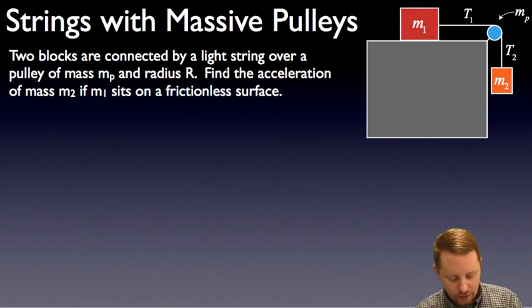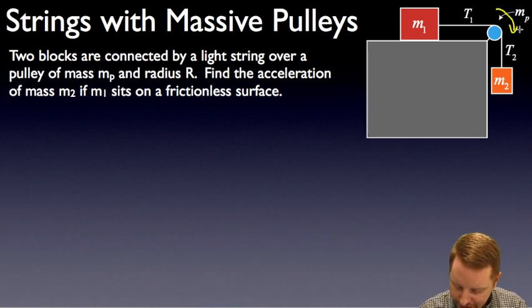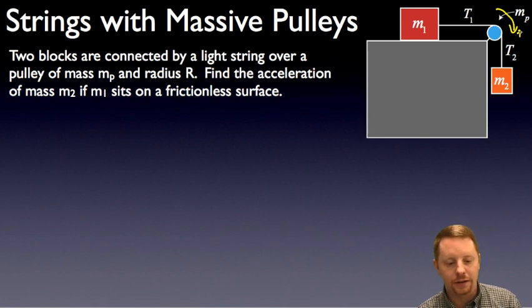We have strings, but now our pulley isn't an ideal pulley. Our pulley has a mass. 2 blocks are connected by a light string, so we can assume the string is massless in this problem, over a pulley of mass m sub p and radius capital R. So the radius of our pulley is R. Find the acceleration of m2 if m1 sits on a frictionless surface. And one of the first things I'm going to do here is call that our positive direction, just setting a standard so that we've got everything lined up as far as our signs go.